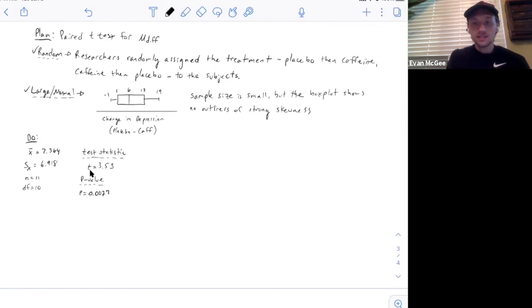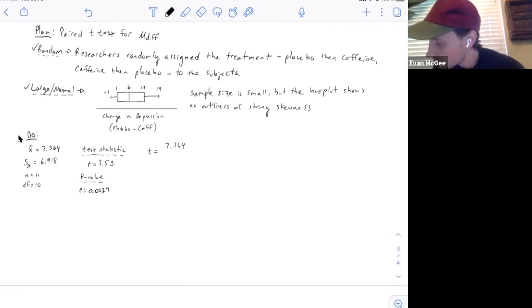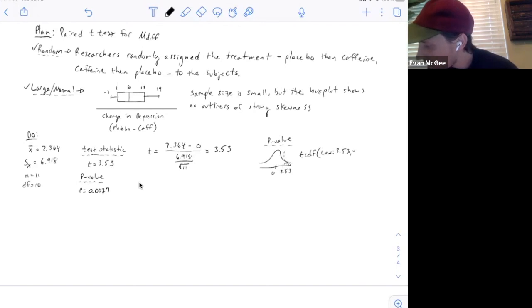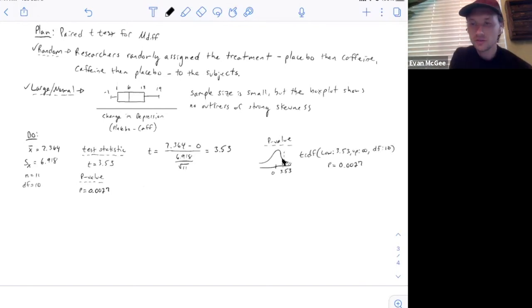To find the test statistic, we're just going to use the formula for a one sample t-test, where we have the mean minus the null divided by the standard error. So our test statistic, like you saw, was 3.53. Then we'll use TCDF to calculate the p-value. And this is a one-sided test, so we won't have to multiply our p-value by 2. And our p-value, we're looking for the values greater than 3.53, and we get 0.0027.